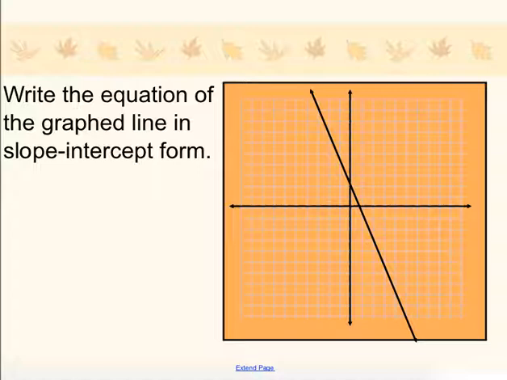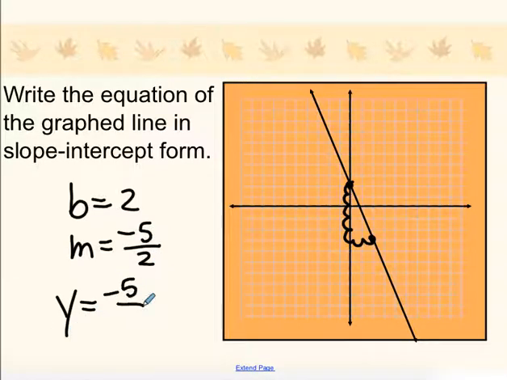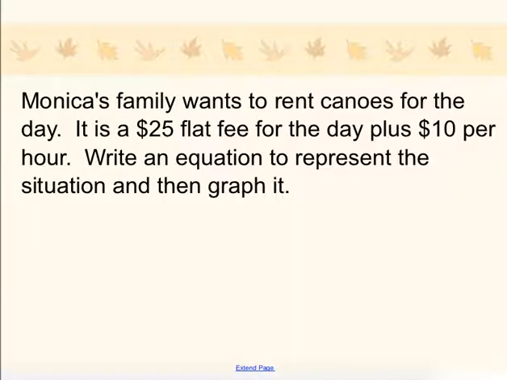Okay, looks like my y-intercept is 2, and then let's see, it looks like it crosses right there. So it goes down 1, 2, 3, 4, 5, and over 2. So my y-intercept is 2, my slope is, well, since we went down, it's going to be -5/2. So my equation is y equals -5/2x plus 2.